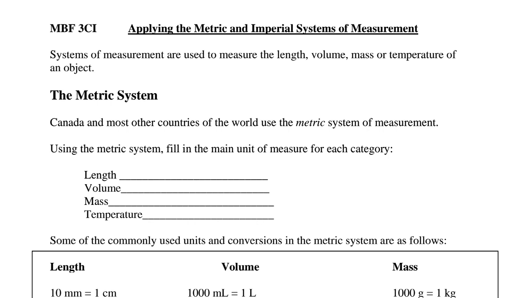Now, when you hear of the concept of a system of measurement, we're actually talking about the metric or imperial system, right? And we're actually looking at the length, the volume, mass, or the temperature of any object that we're talking about. When we talk about the metric system, we're talking about the system that most countries are using in the world, right? Canada and most other countries actually use this.